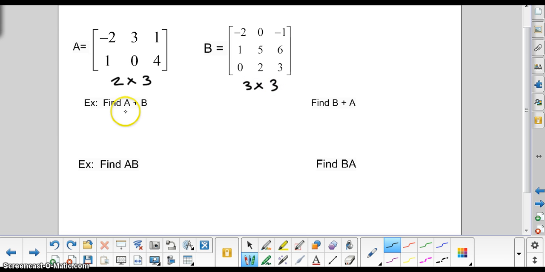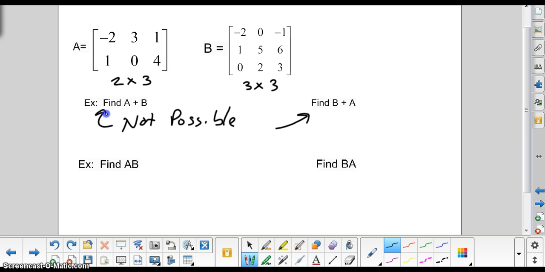Okay, so if I want to add matrices, what must be true about the dimensions of the matrices that I'm trying to add? Very good. Since I need the matrices to have exactly the same dimensions for addition or subtraction, and these matrices do not have exactly the same dimensions, these addition problems are not possible.